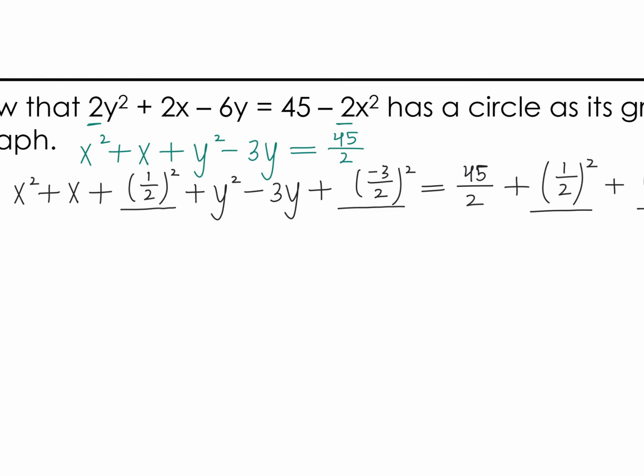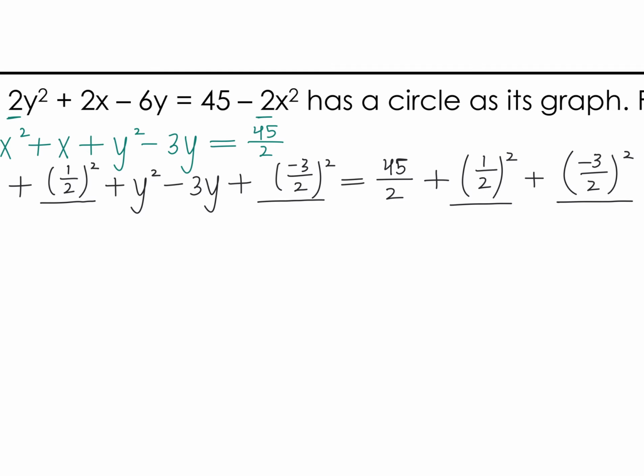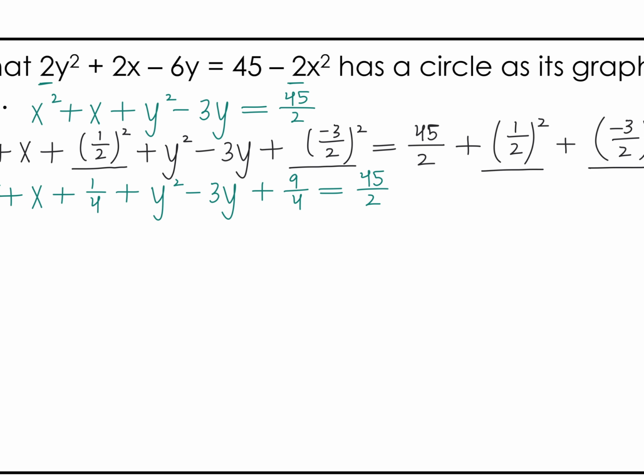Okay, so now that we have done that, once again, I have those lines just to make sure that I did add in the same thing on both sides, which I did. I'm going to go ahead and simplify. We've got x squared plus x plus that 1/4 plus my y squared minus 3y plus 9/4 is going to be equal to 45/2 plus 1/4 plus 9/4.